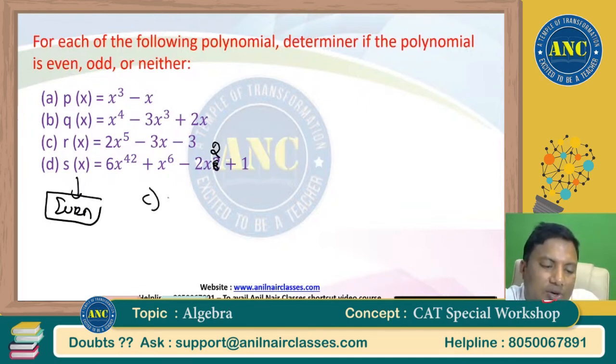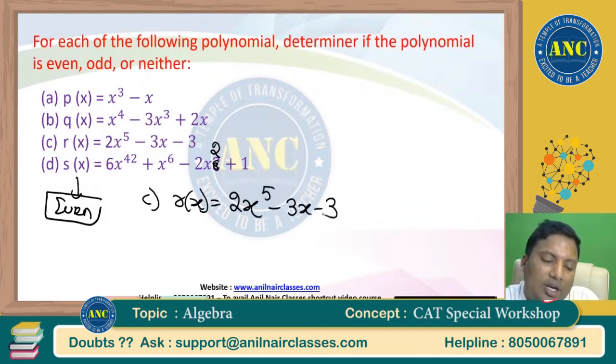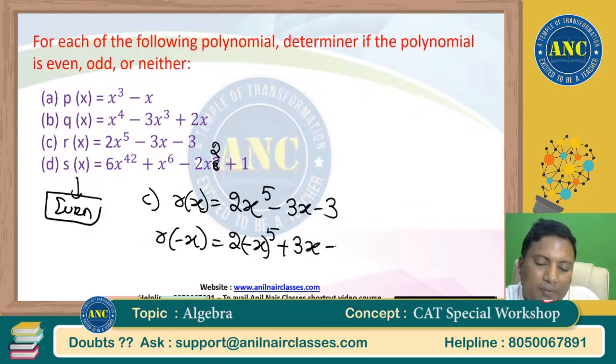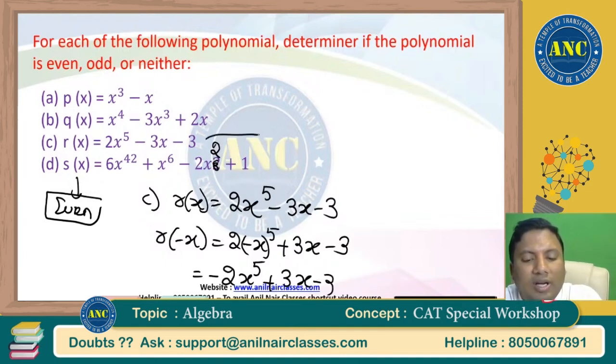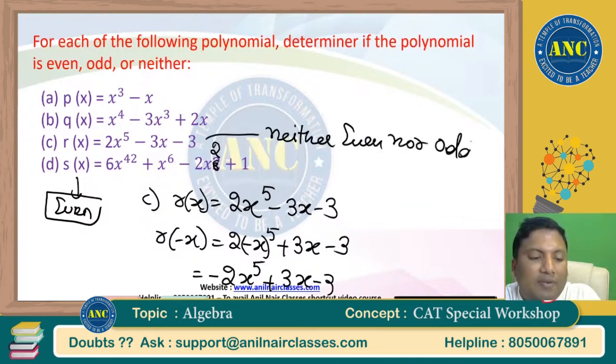If I take the C question, R of x is 2x power 5 minus 3x minus 3. If I replace x with minus x, this is 2 into minus x power 5 plus 3x minus 3, which is minus 2x power 5 plus 3x minus 3. They both are not the same. So the third one is neither even nor odd.